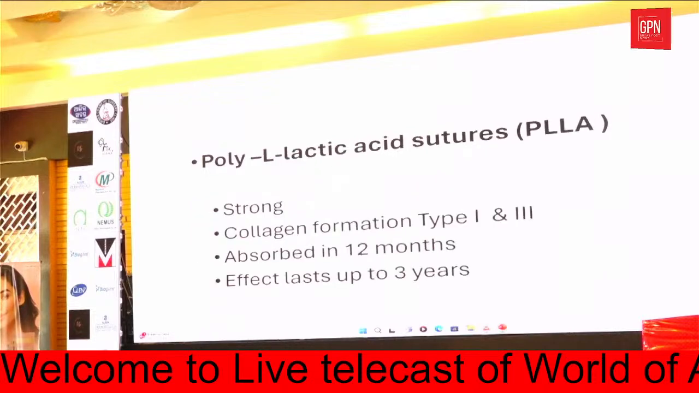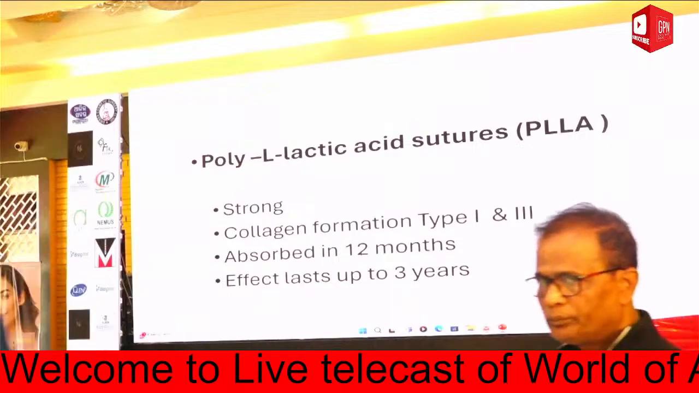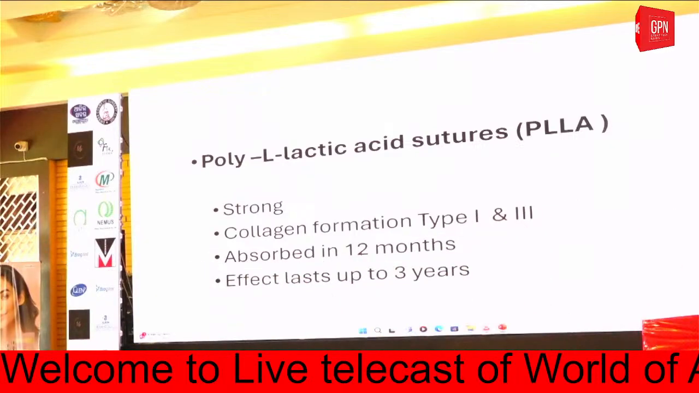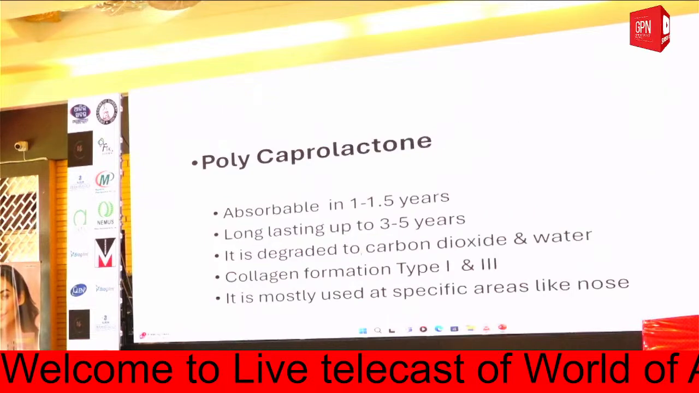A better version of the thread is PLLA, poly-L-lactic acid sutures. Compared to PDO, these sutures are stronger. The advantage is that instead of using 5 PDO sutures, we can go ahead with just one PLLA suture. The collagen formation in this type is type 1 and also type 3, which is more important for the plumpness of the face. The absorption takes longer, approximately 12 months, and the effect of the thread lift lasts up to 2 to 3 years.